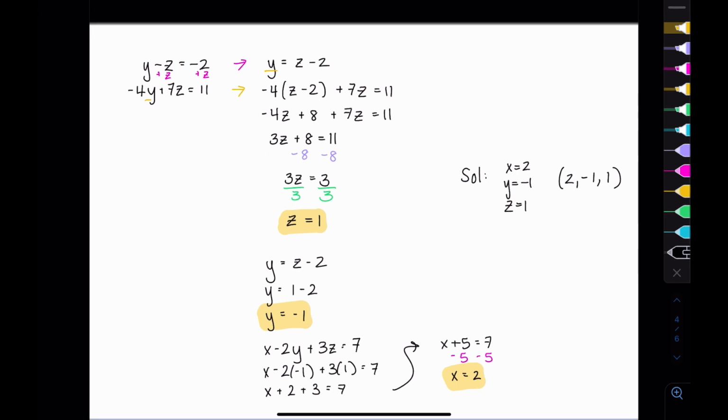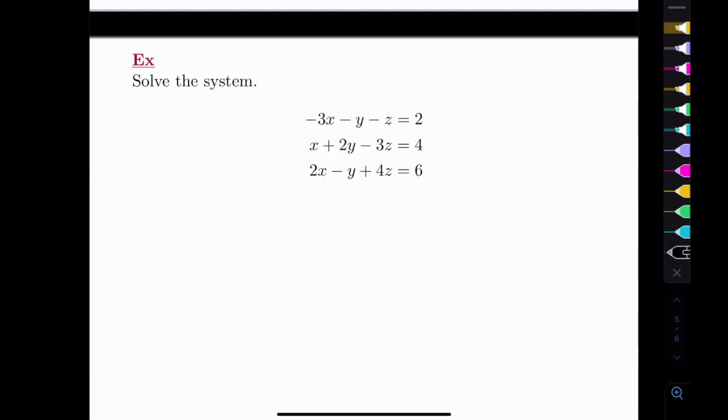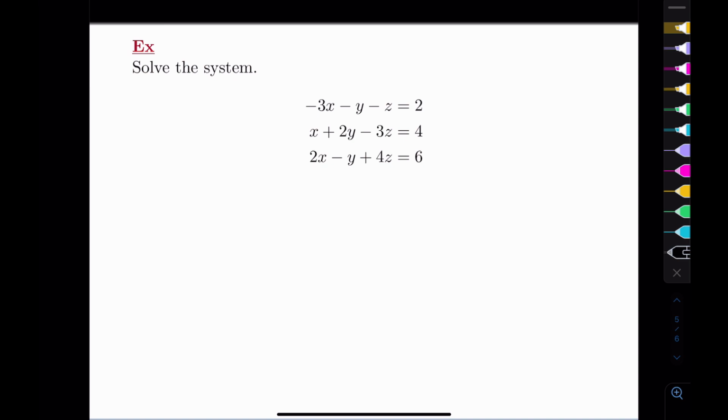So unlike the last section, you can sometimes easily tell when you have no solutions or an infinite number of solutions. You can't quite do the same with 3 equations and 3 unknowns until you get it to 2 equations with 2 unknowns. So let's do one more example where we're going to solve this system. Again, I want to eliminate a variable. You have a lot to choose from because all of the variables have a single value.